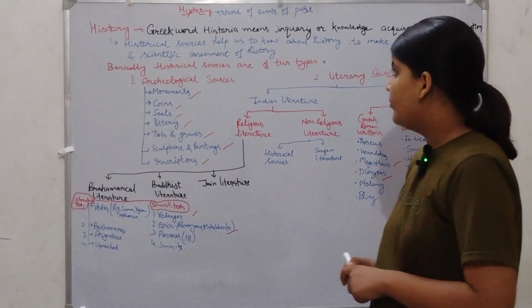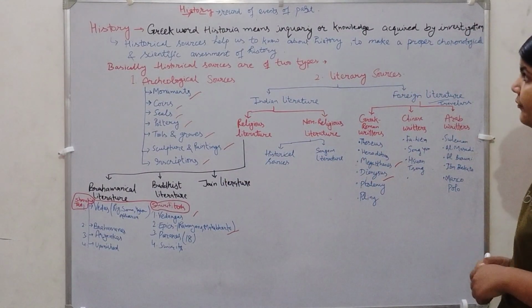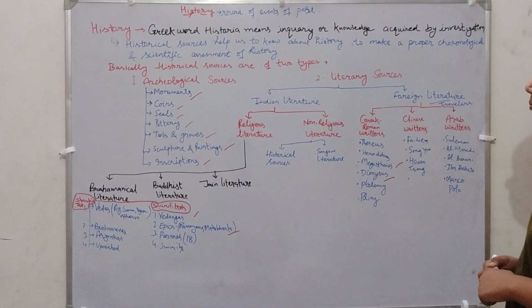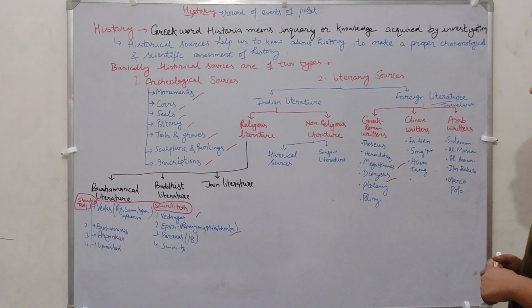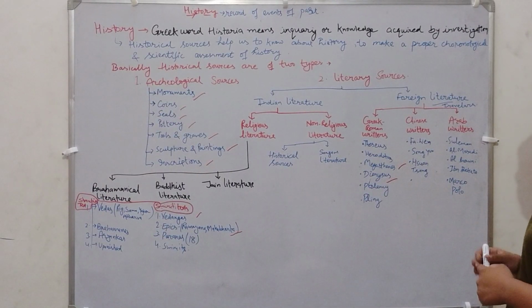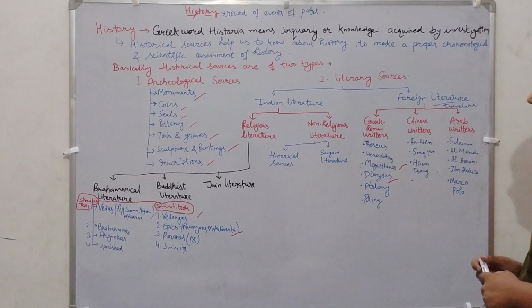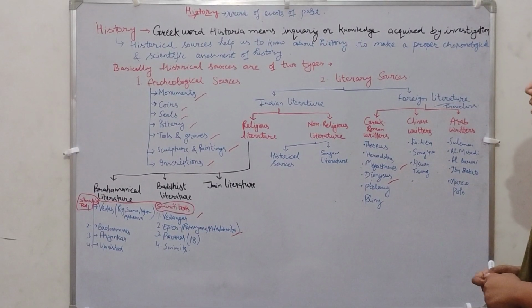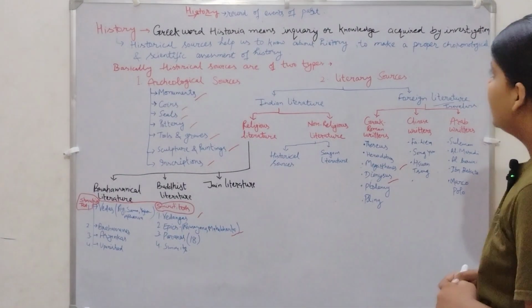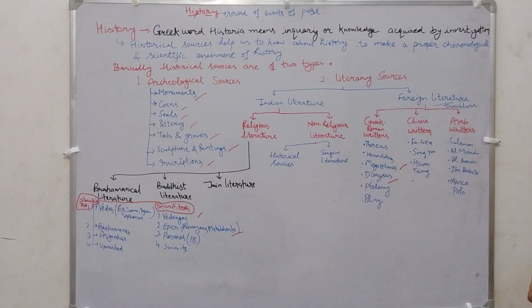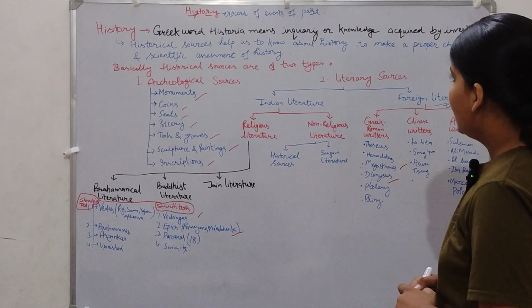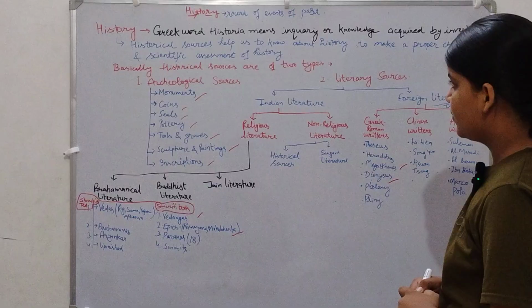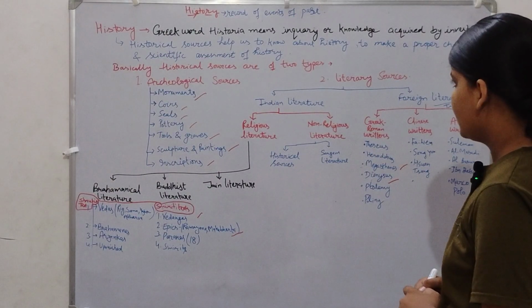You all know that simply history is a record of events of the past, but the word history is derived from a Greek word, historia, which means inquiry or knowledge acquired by investigation. Historical sources help us to make a proper, chronological and scientific assessment of history. Basically, historical sources are of two types: archaeological sources and literary sources.